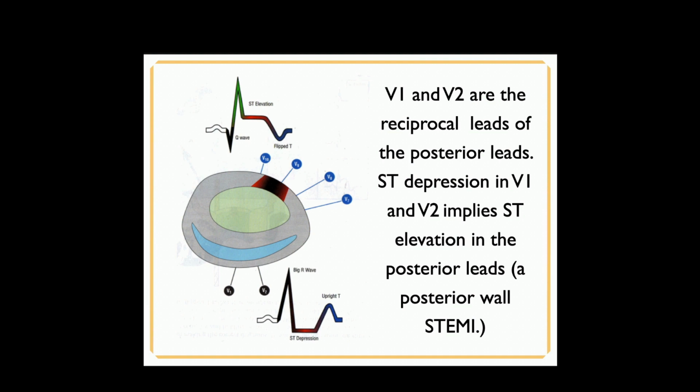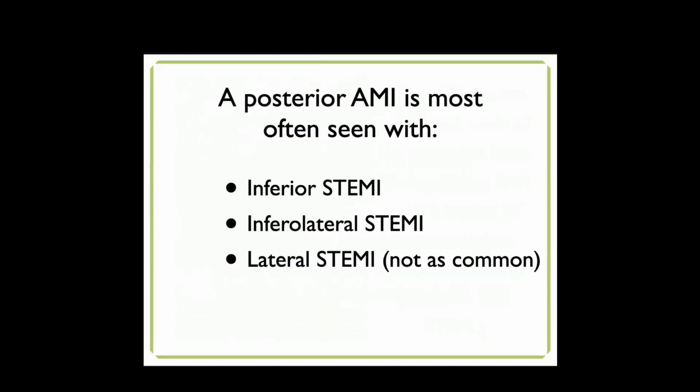A posterior acute MI is most often seen with an inferior, an inferolateral, or a lateral STEMI, not nearly as common. It's these two which typically occur with a posterior. Anybody know why?